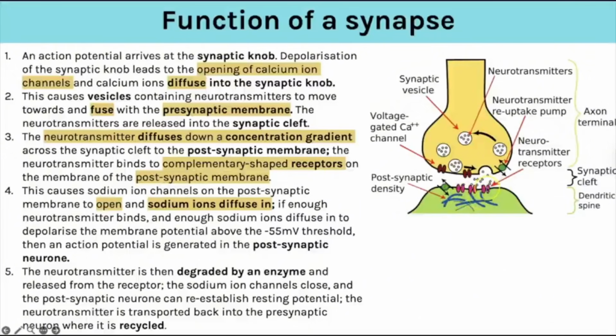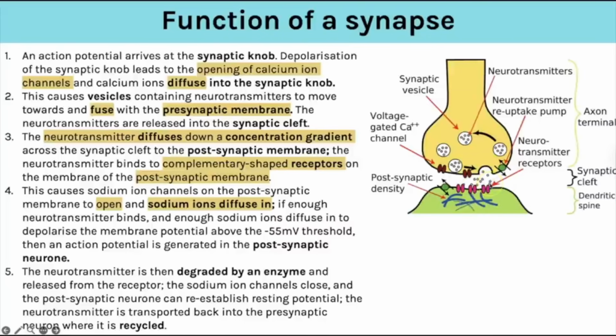When it binds to the receptors on the postsynaptic membrane, that causes sodium ion channels to open. Therefore, sodium ions will diffuse into the postsynaptic membrane of the neuron. And if enough neurotransmitter is bound to cause enough sodium ions to diffuse in to reach that minus 55 millivolt threshold, then it's going to generate that action potential.